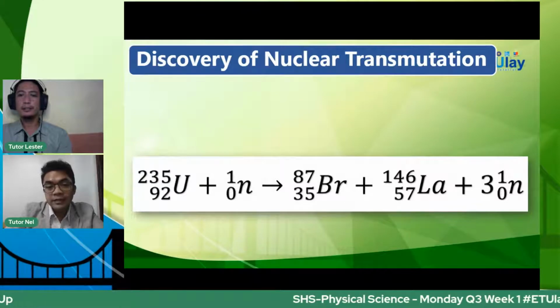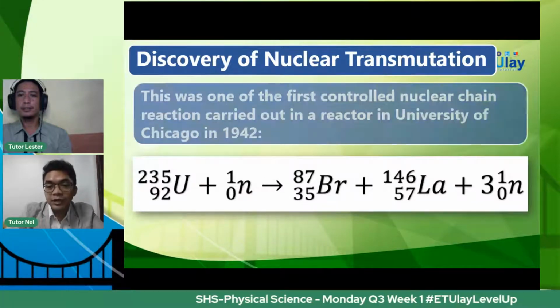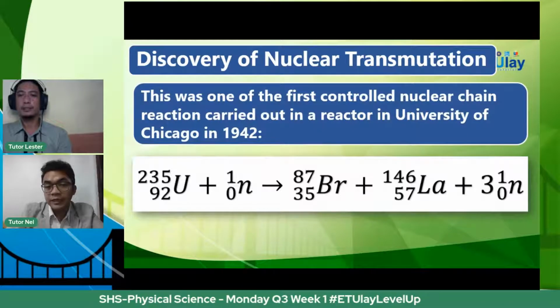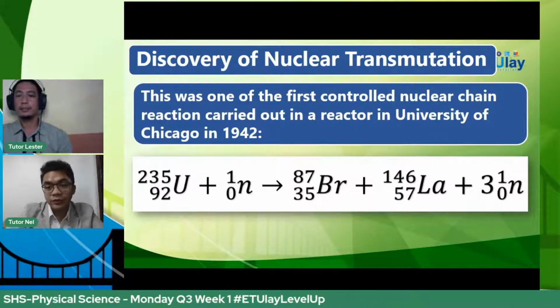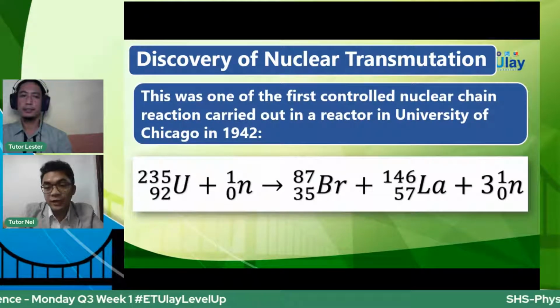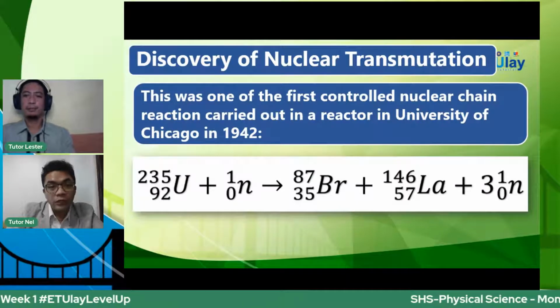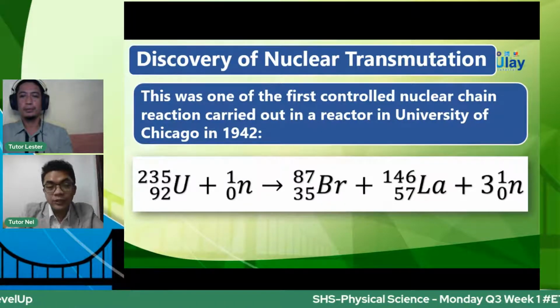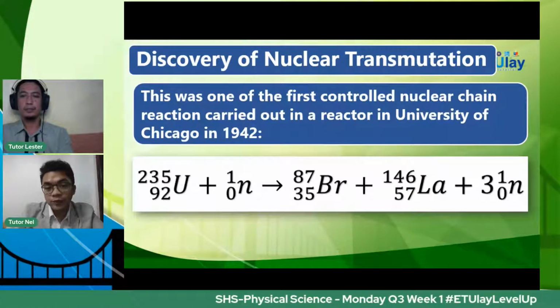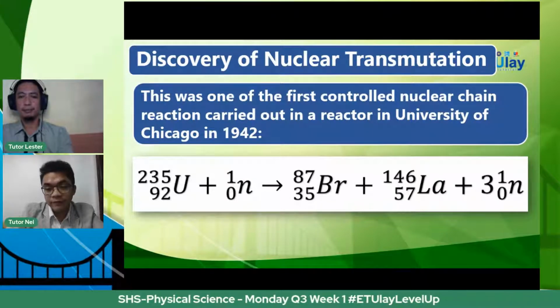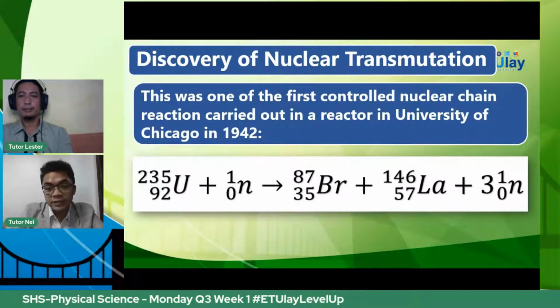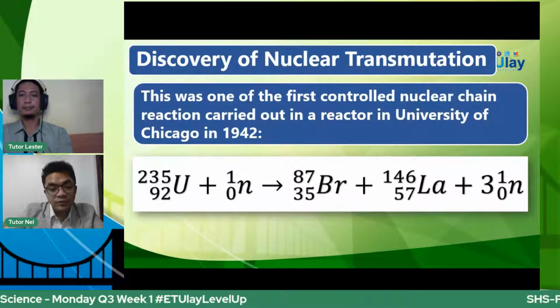Ito namang nababasa ninyo ngayon, ang pinakaunang nuclear chain reaction na ginawa sa isang nuclear reactor sa University of Chicago noong 1942. A neutron was shot at a uranium-235 nucleus producing bromine-87, lanthanum-146, and 3 neutrons.